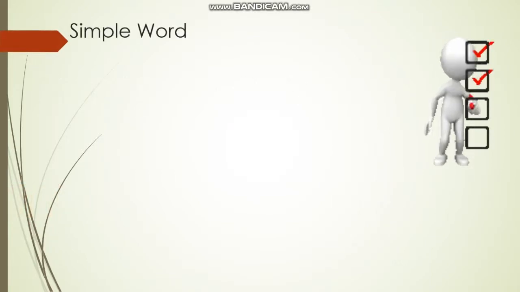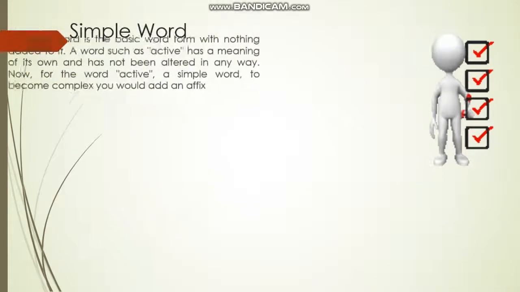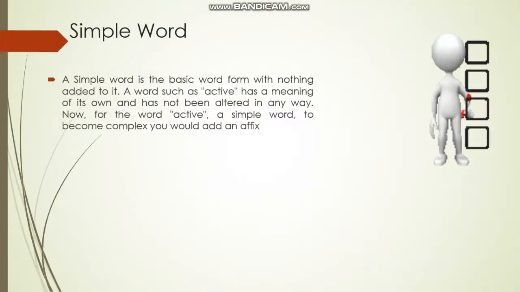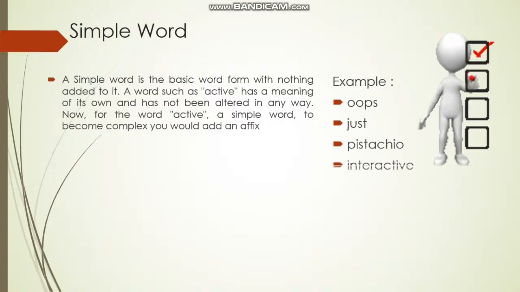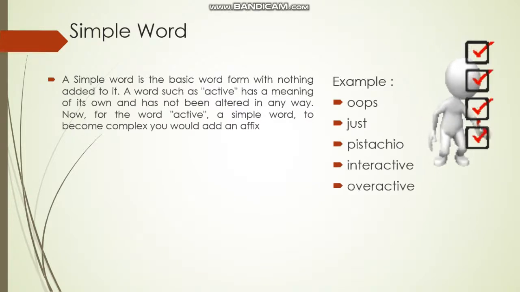The first is simple word. A simple word is the basic word with nothing added to it. A word such as active has a meaning of its own and has not been altered in any way. Now, for the word active, a simple word, to become complex, you would add an affix. The examples are oops, just, pistachio, interactive, and overactive.